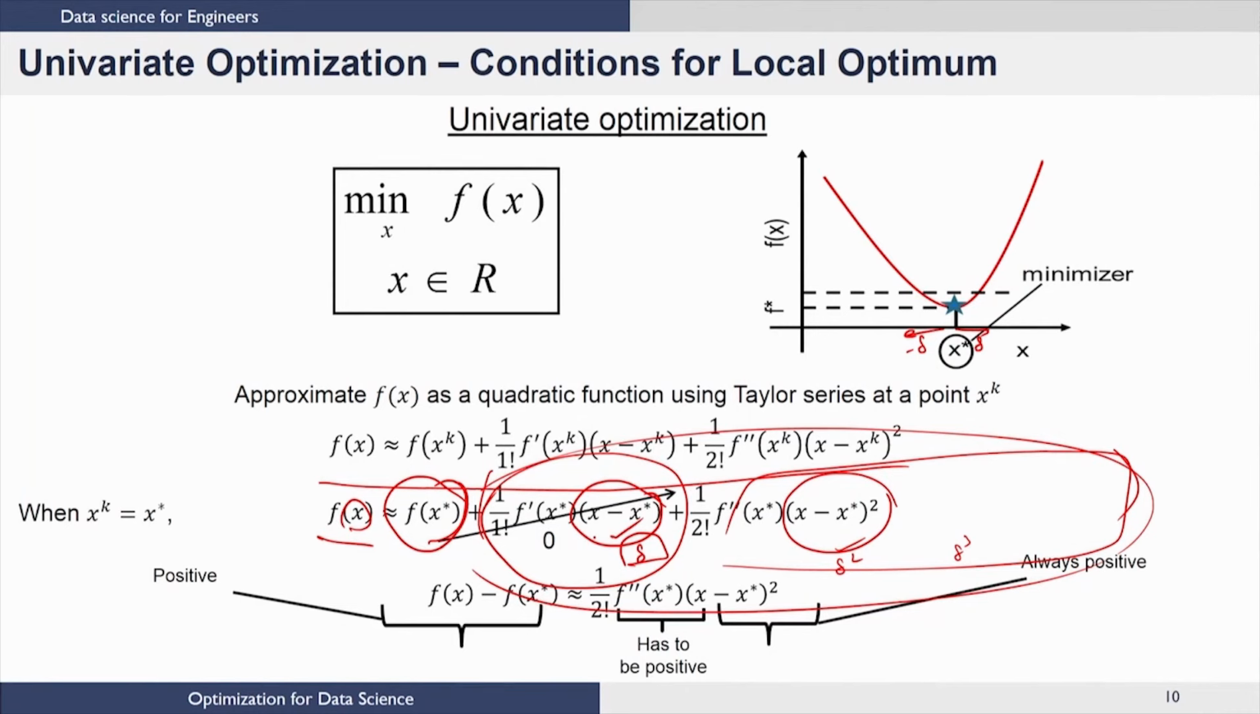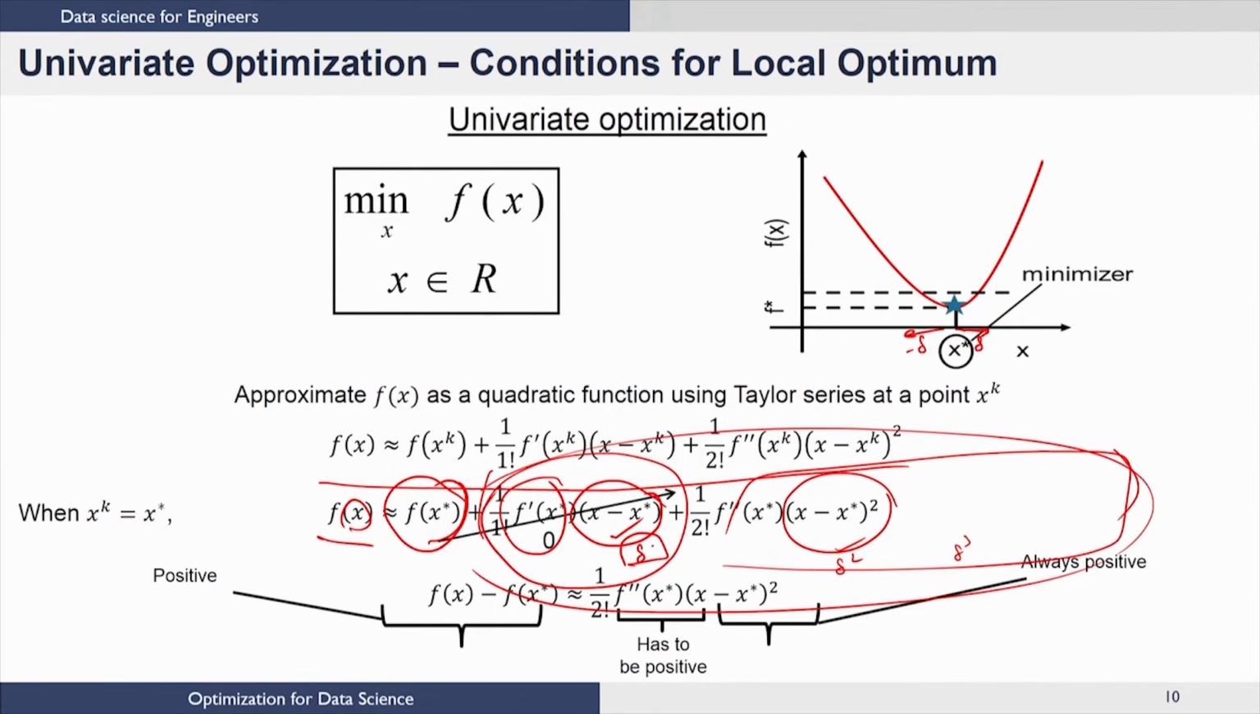Now, if let us say this sign is positive for positive delta, then unfortunately when I go in the negative direction, it will become negative, because this is again a fixed number. If this is positive for delta, for minus delta, this will become negative. That basically means that x star cannot be a minimizer, because I can further reduce this function by going to the left.